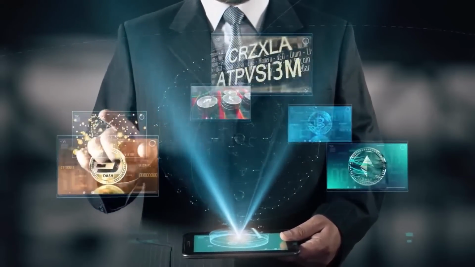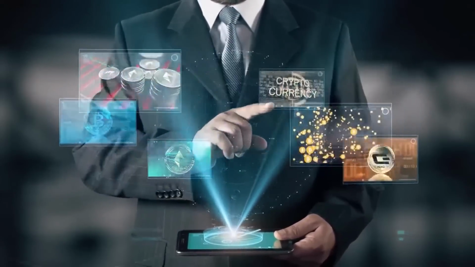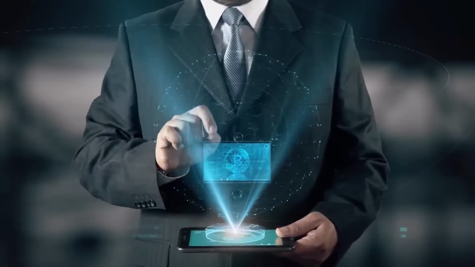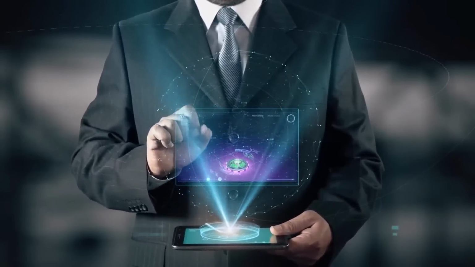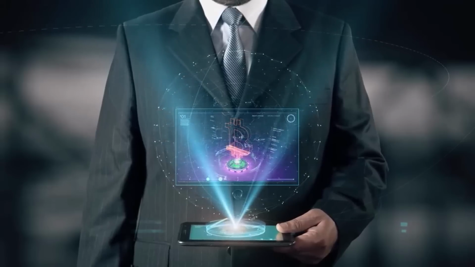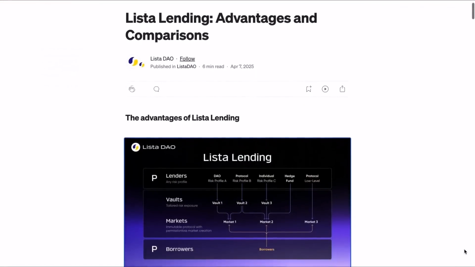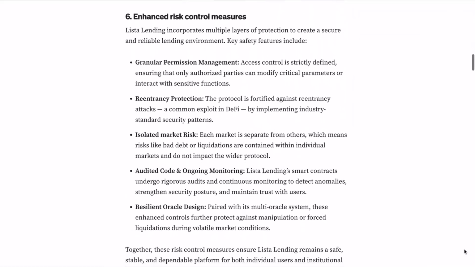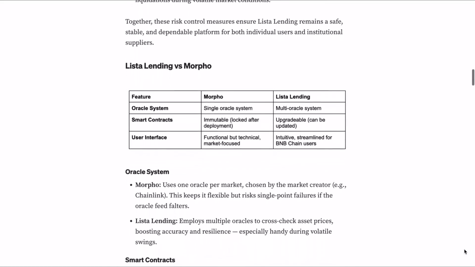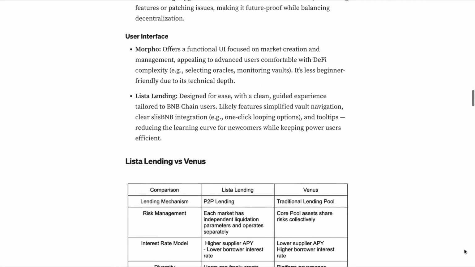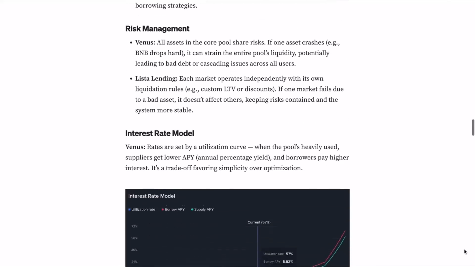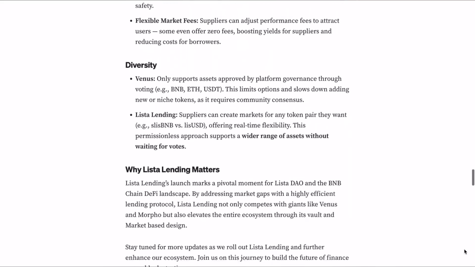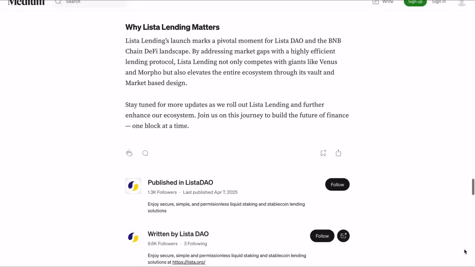Lista Lending combines efficient and flexible deployment, a permissionless P2P lending model, support for advanced strategies, multi-oracle design, upgradable contracts, and enhanced risk control measures. And compared to other similar solutions, Lista Lending has the advantages of low fees and high efficiency, as well as flexible loan terms and enhanced security. This article provides a visual comparison of Lista Lending with other competitors, and you can follow the link in the description and read everything in detail.